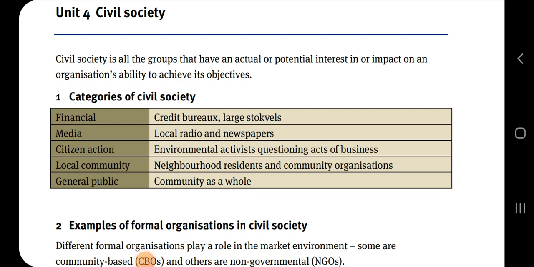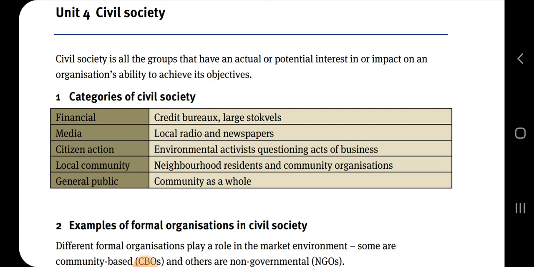We have maybe credit bureaus, large stock firms. We have media, radio, and newspaper. They can write about your business, even if they don't support it. So they just have interest in it. There's public interest in your business. So that public also includes citizen action, environmental activists, questioning acts of businesses. So they might just put all the attention on you and find out if you are not harming the environment with your business. We have neighborhood residents and community organizations.